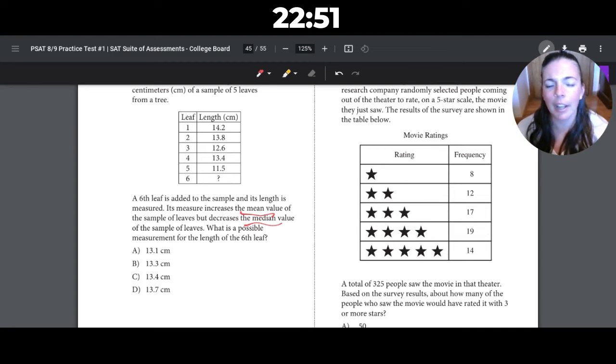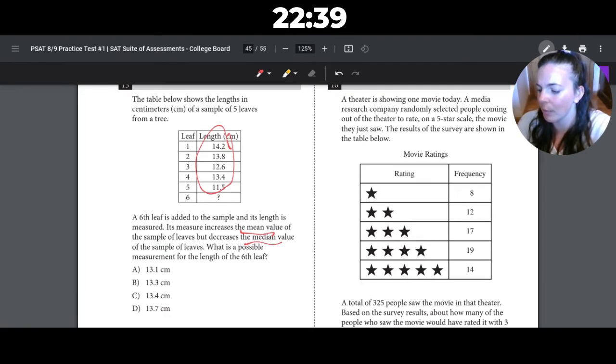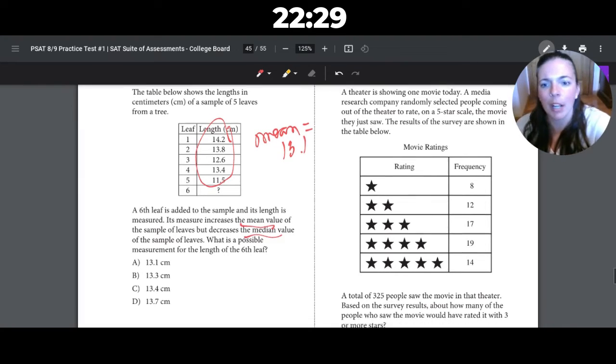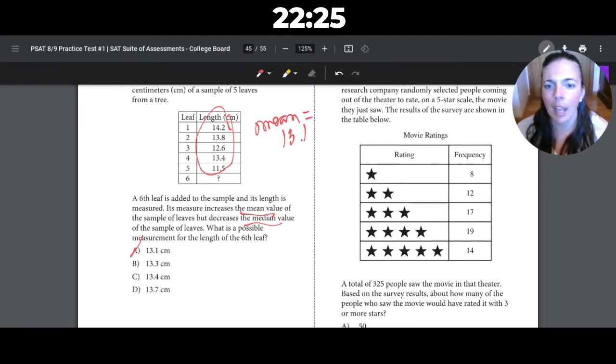It increases the mean and decreases the median. So I know it has to be higher than whatever my original mean is, but lower than the median. So let's find the mean. Add all of these up and divide by 5. When I do that, my mean is 13.1. So if it increases the mean, it has to be higher than 13.1, so it can't be A.